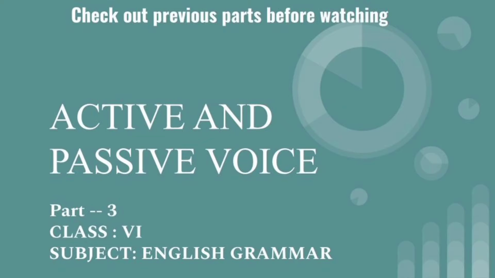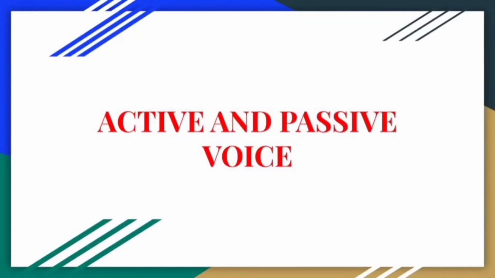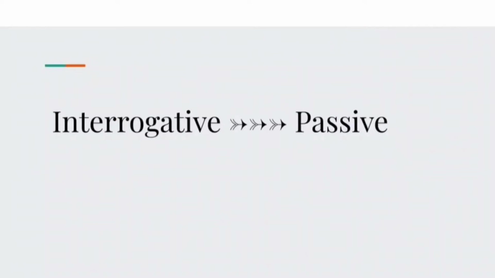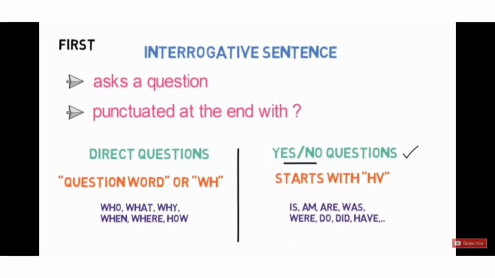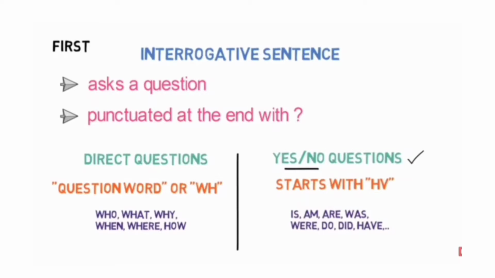We have already discussed active voice and passive voice. Now let's discuss how to change an interrogative sentence to passive form. Do you know what an interrogative sentence is? Yes, it's a question. As we know, there are different types of questions. Now let's see two types of questions. One is direct or question word questions, and the other is yes or no questions.